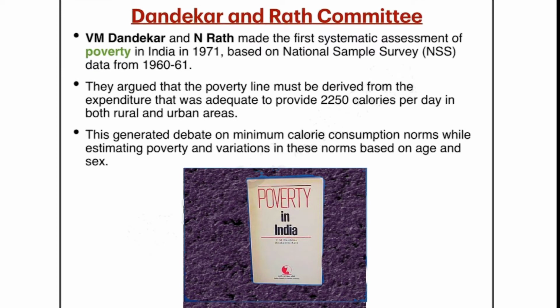Dandekar and Rath Committee. V.M. Dandekar and N. Rath made the first systematic assessment of poverty in India in 1971, based on National Sample Survey, NSS, data from 1960-61. They argued that the poverty line must be derived from the expenditure that was adequate to provide 2,250 calories in both rural and urban areas. This generated debate on minimum calorie consumption norms while estimating poverty and variations in these norms based on age and sex.